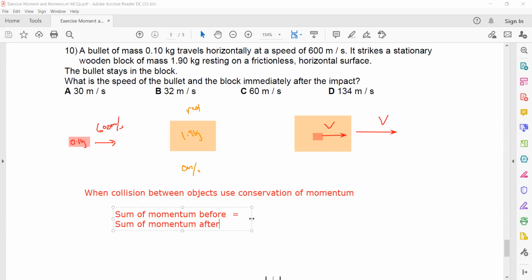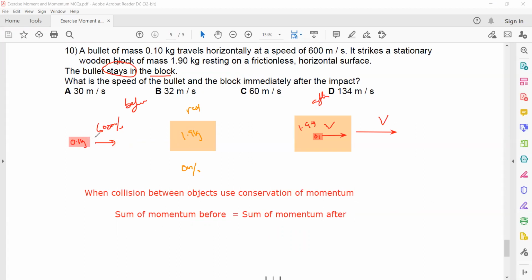So when we take the total momentum before collision, this is before they collide, and this one is after collision. So mass does not change. This is 0.1, this is 1.9, but their speed, because they stick together, as they mention here, the bullets stay in a block. So if the bullets stay in a block, it means the block and the bullet are moving with the same speed. So momentum before collision.